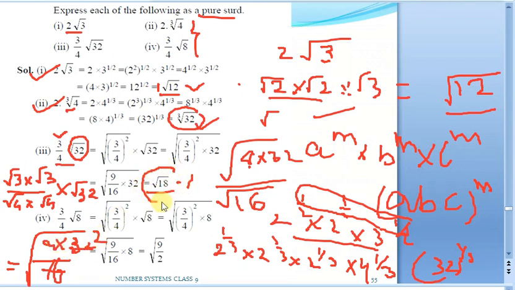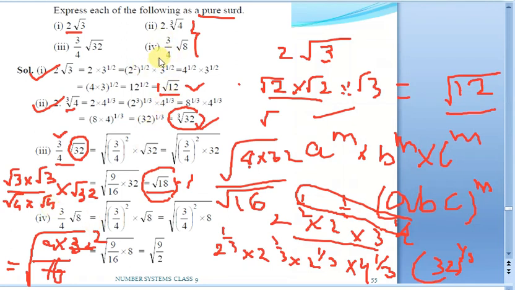So see, we have a pure surd here. Why? Because there is no rational factor other than 1. It is 1 into root 18 only. So just remember, in the case of a pure surd, the only rational factor present other than the surd should be 1. If it is other than 1, we call it a mixed surd. So these are what we call mixed surds, and we are converting them into pure surds.